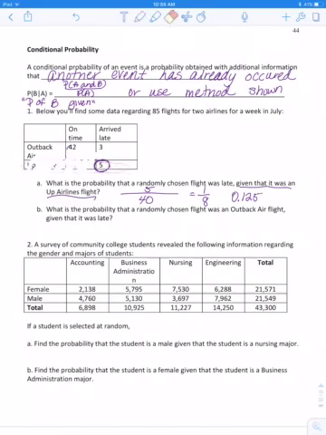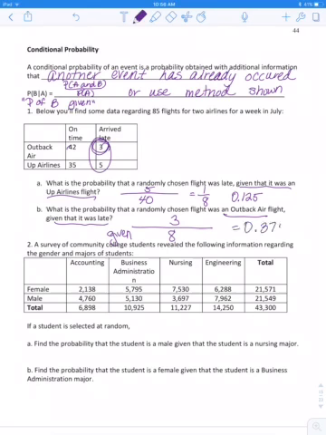Okay, I'm going to erase that so that we're prepared for our next one. The next one says, what is the probability that a randomly chosen flight was an Outback Air flight, given that it was late? Since it's given that it's late, that's what's going to go in the denominator. So the denominator is going to be the total of whatever is after given. So with late here, we have 8. Then we're going to look back and it says Outback Air. So just in the late, we want Outback Air, which was 3 of them. So we'd have 3/8, which as a decimal is 0.375.